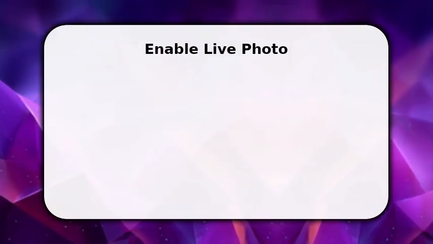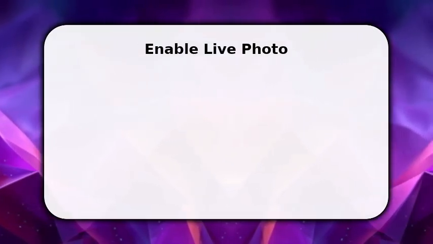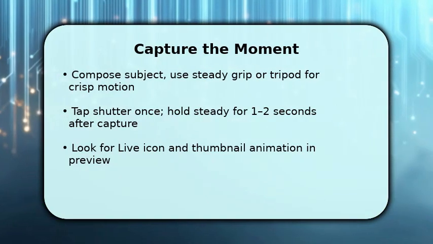Once done, return to the camera screen and watch for the live icon. That confirms the phone will save a short clip with each shot. You're ready to record motion now.